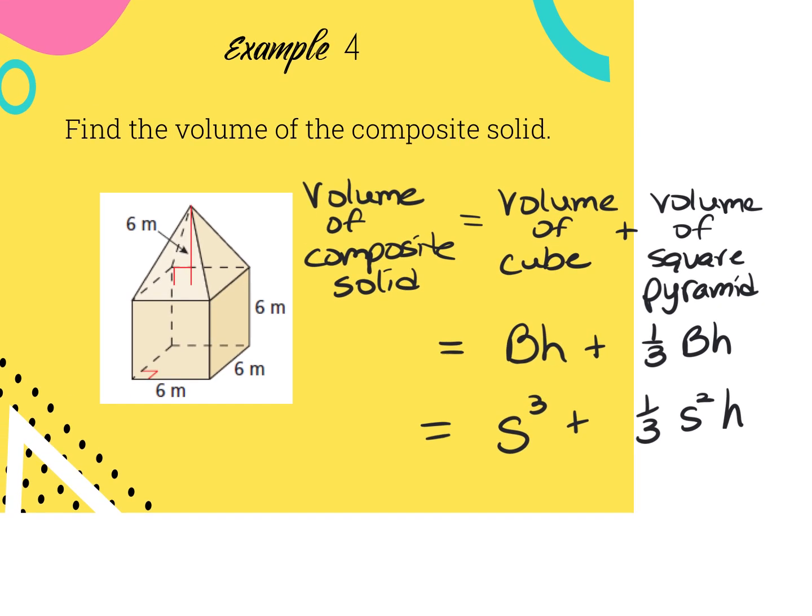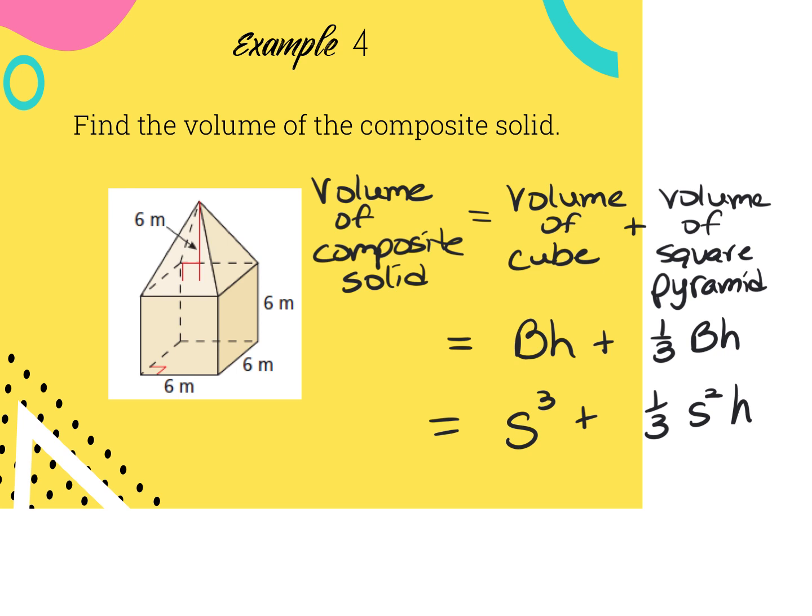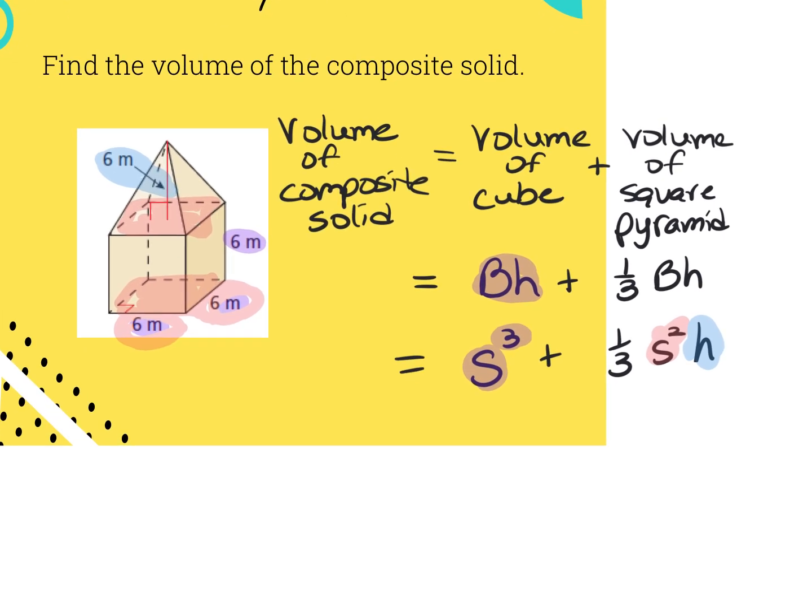Now, this is a little tricky because there's 6's everywhere. So let me go ahead and do this in highlight. So all of the 6's around here, this is for the side to the third power. So this is for the cube. And then for the pyramid, notice this base here is the same as this. So these are two of the same. So when I go to do this, it would also be the two 6's here. But then the height of the pyramid is this one. That's 6. So let's go ahead and fill it in.